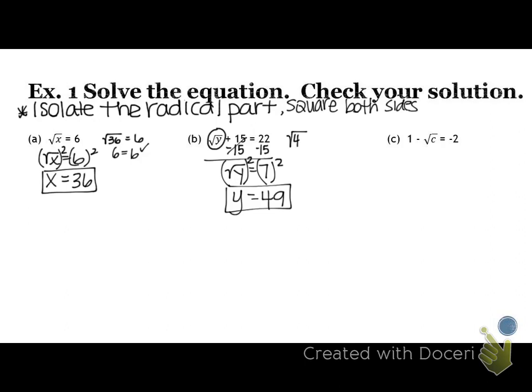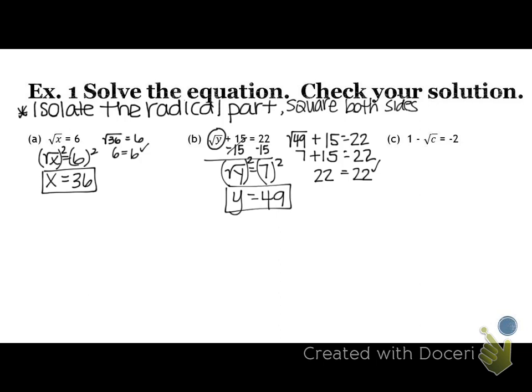So we've got the square root of 49 plus 15, and it's supposed to equal 22. What is the square root of 49? 7. And what is 7 plus 15? 22. Does 22 equal 22? Yes. Then we can move on. Now I want you to work letter C with the people at your table.